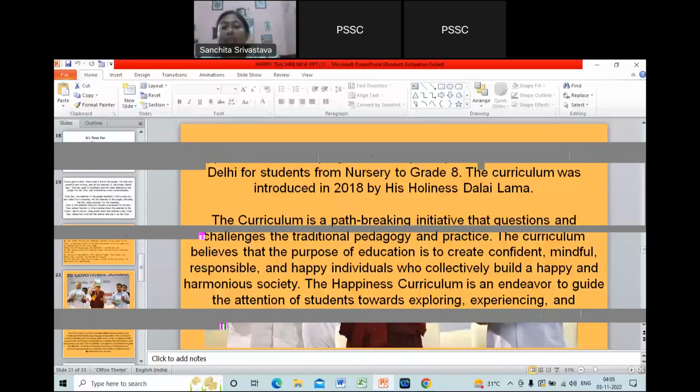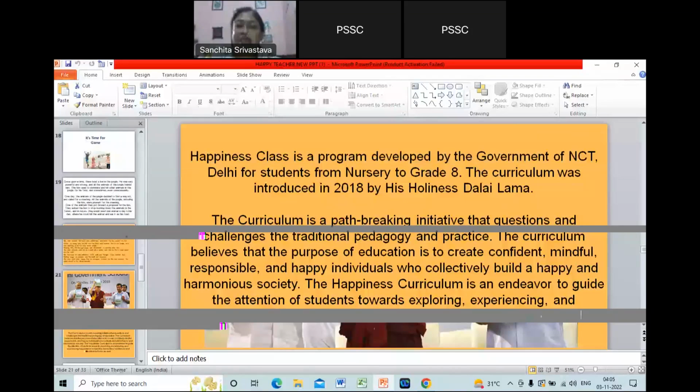So what is the main motto? Why are happiness, the happy classroom, and the happy teacher introduced in this? Because the happiness curriculum is to guide the attention of the student towards exploring. That means if they are happy, they will listen to you, and if they are happy, they will learn very easily and happily. The experience of learning would be a happy one, not a painful and boring one. And education provided through a happy atmosphere will sustain in the life of children.